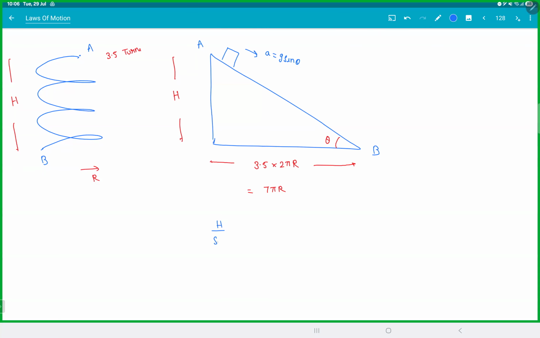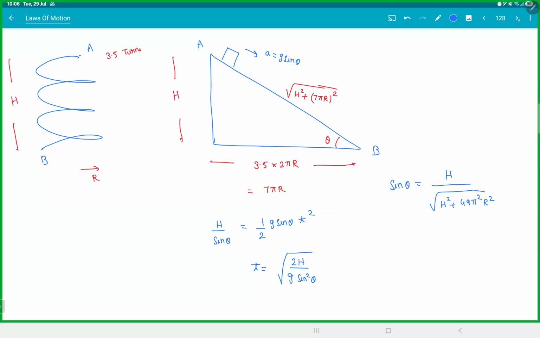So we get h by sine theta is equal to half g sine theta t square. So the answer will be 2h by g sine square theta. The hypotenuse will be root over h square plus 7 pi r ka whole square. Therefore, sine theta will be the opposite side h by root over h square plus 49 pi square r square. There you got sine theta. So substitute here, you'll get the answer.